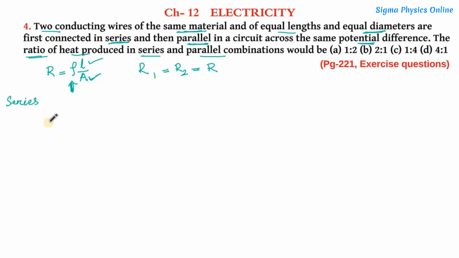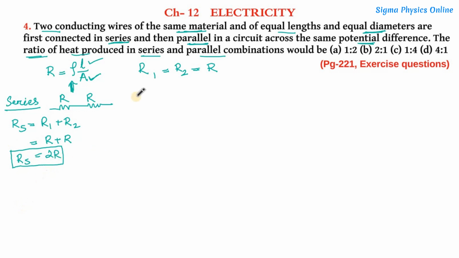So let's solve it for the series part first. Now these two wires are connected in series as we can see here. And first let's find out the equivalent resistance when these two wires are connected in series. Now for the series we know Rs is R1 plus R2, which gives us R plus R, that is 2R. So the equivalent resistance when these two wires are connected in series is 2R.